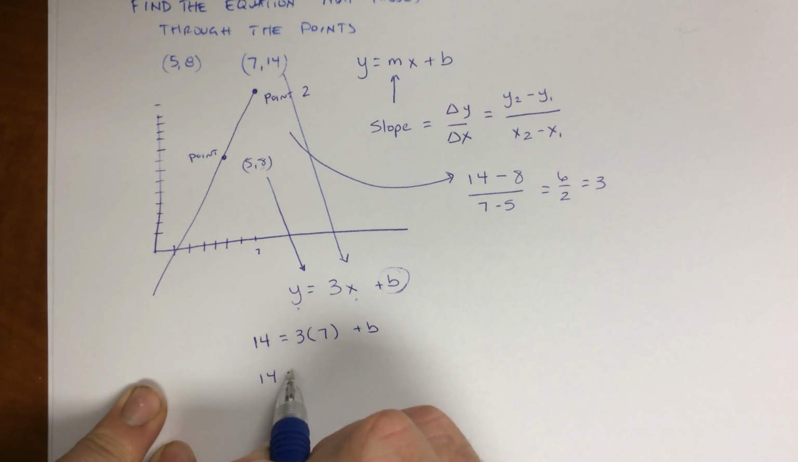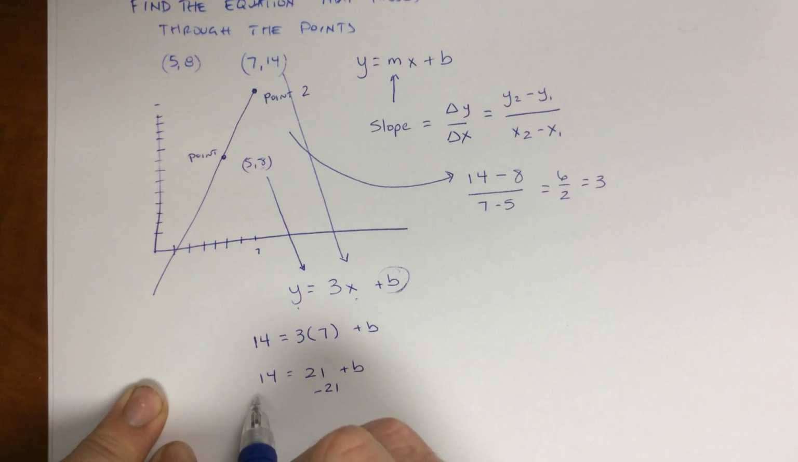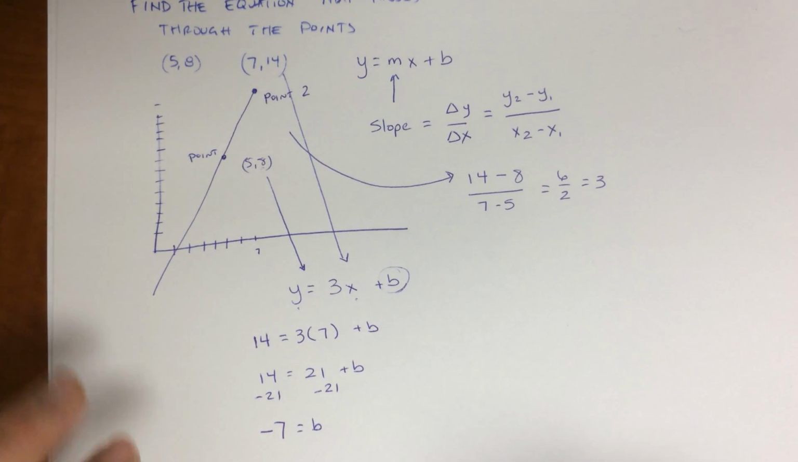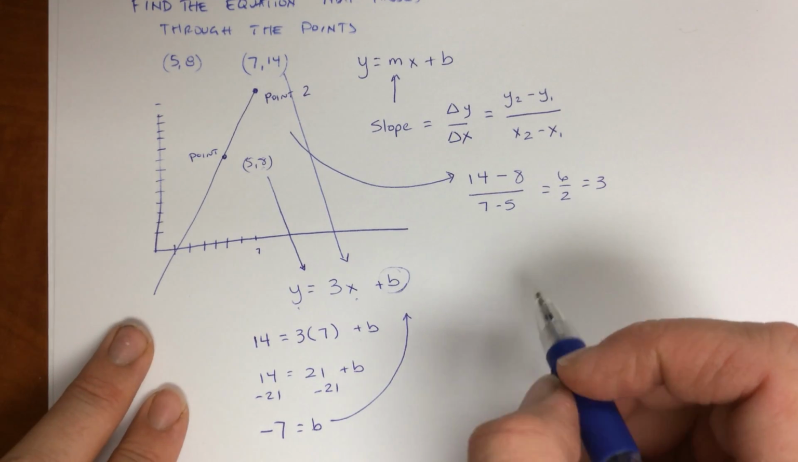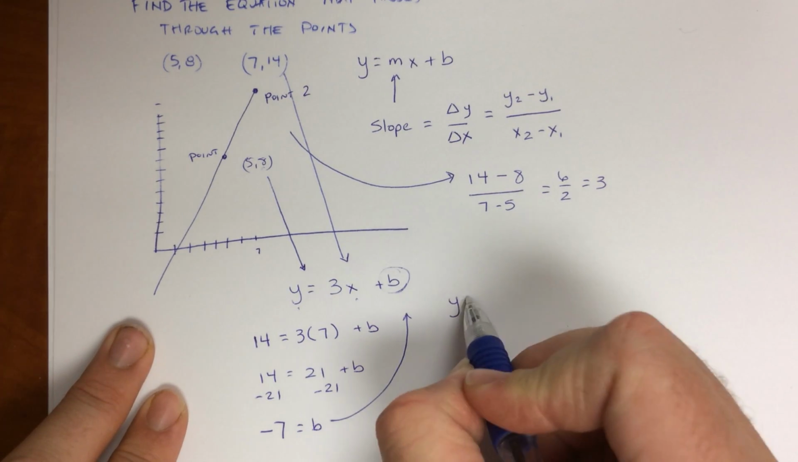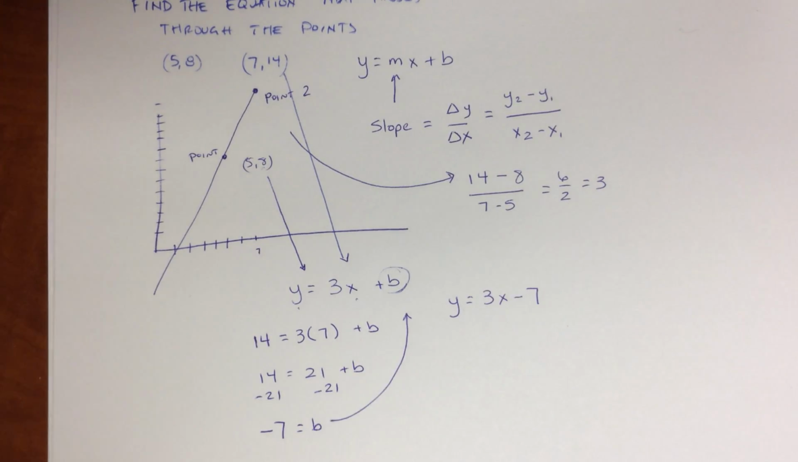So I get 14 equals 21 plus b. I subtract 21 from each side, and I'm left with negative 7 equals b. Therefore, plugging this back in, the equation of the line that passes through the points is y equals 3x minus 7. And that's how we find that equation.